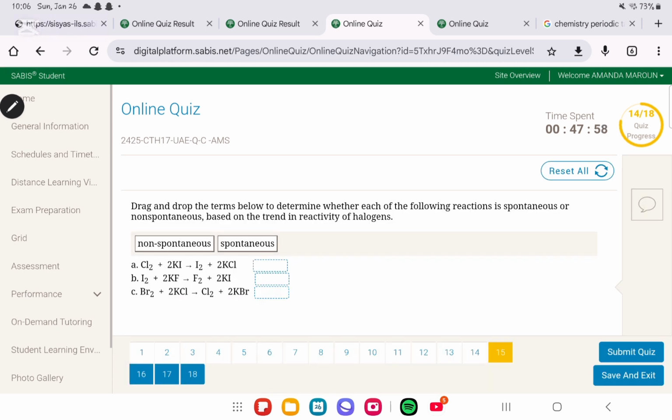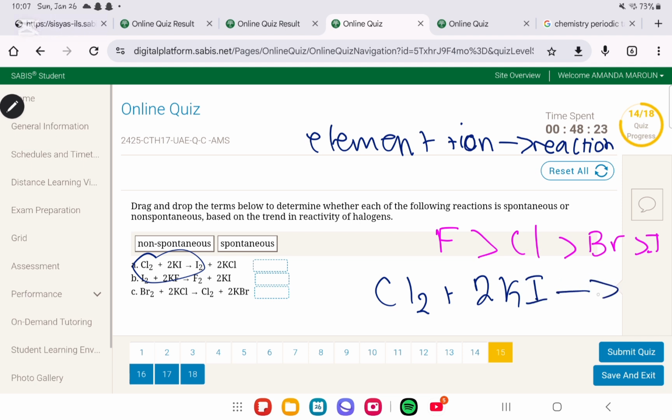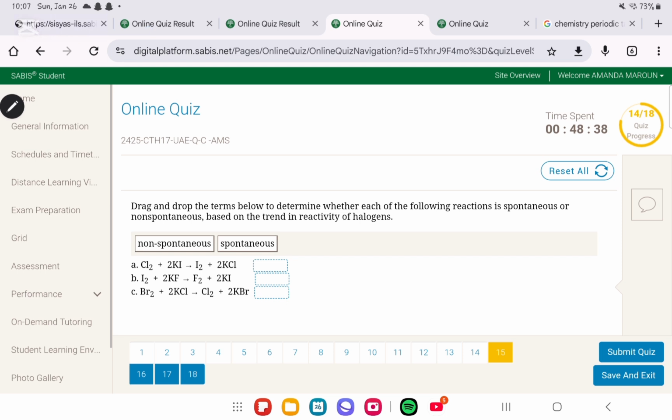This is a very nice question. Remember, "fickle Brie". So it should be element plus ion that will give us a reaction. So we're talking Cl2 plus KI. Cl2 is the element, plus 2KI, which is the ion, will have a spontaneous reaction. So this over here is spontaneous. Then just remember, "fickle Brie".